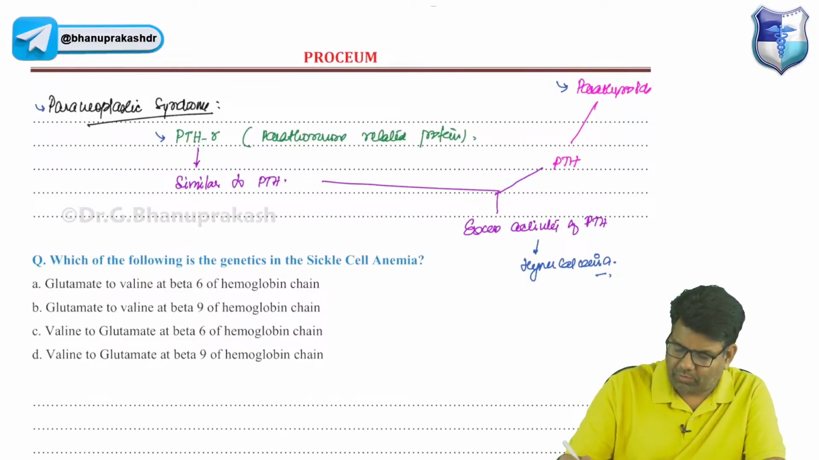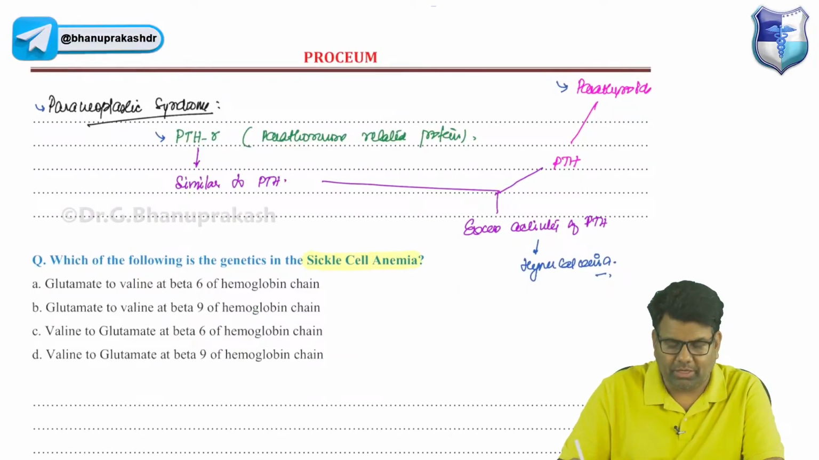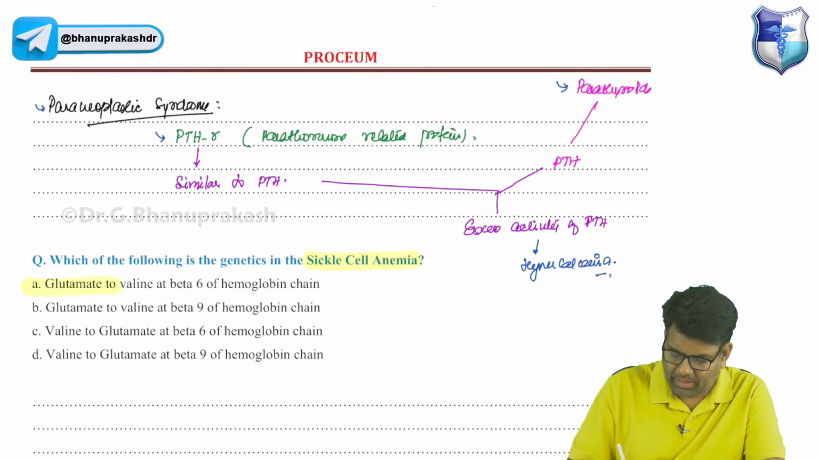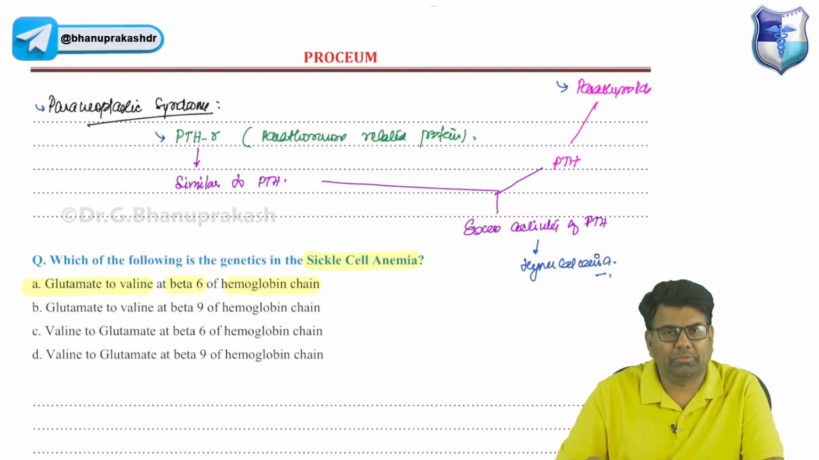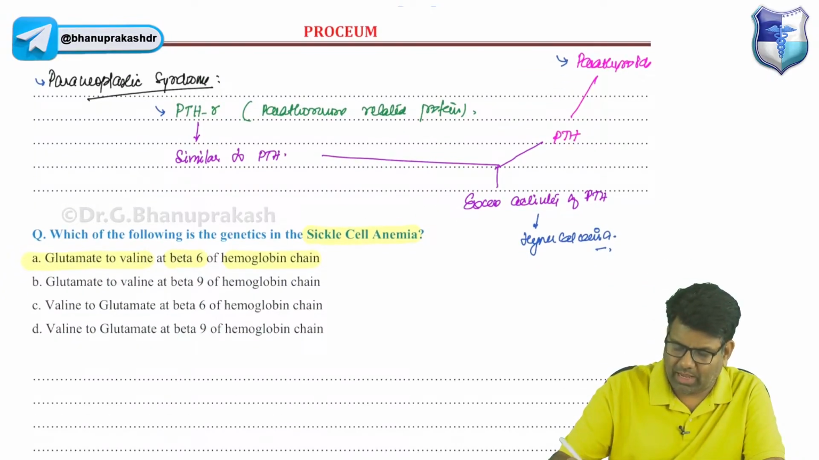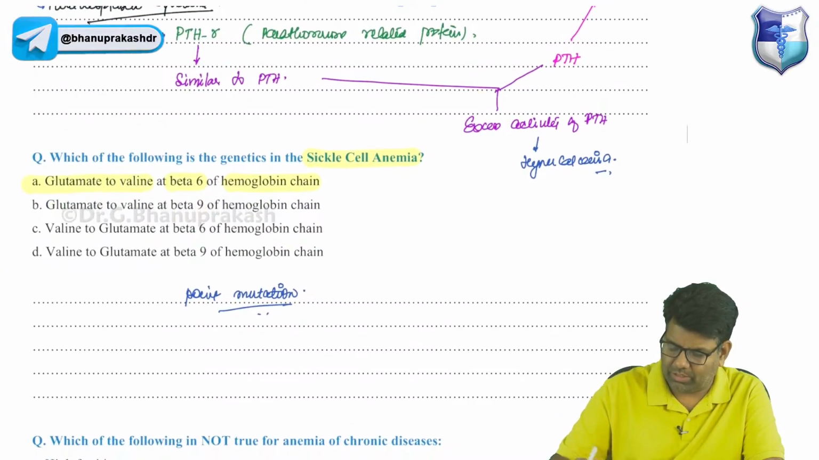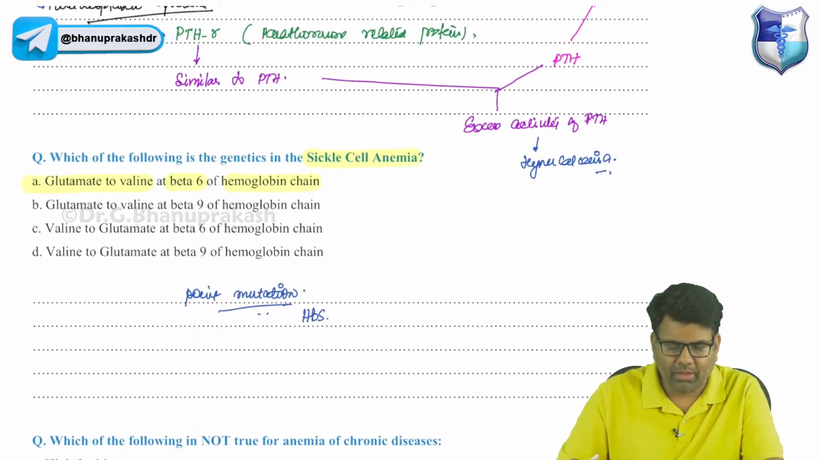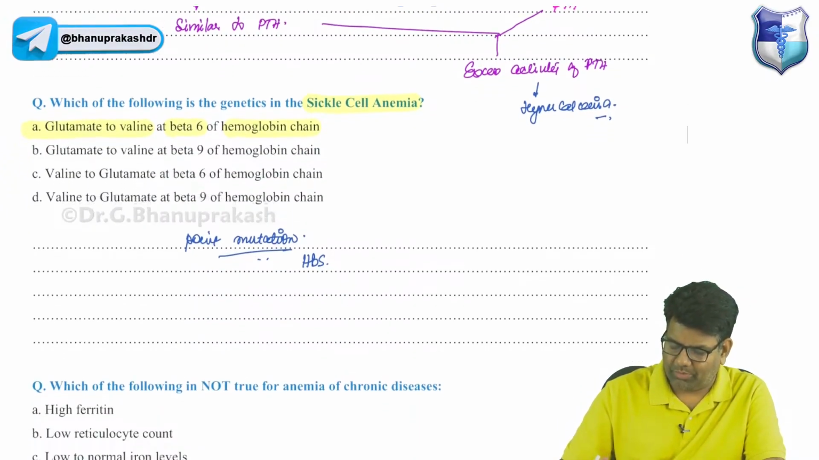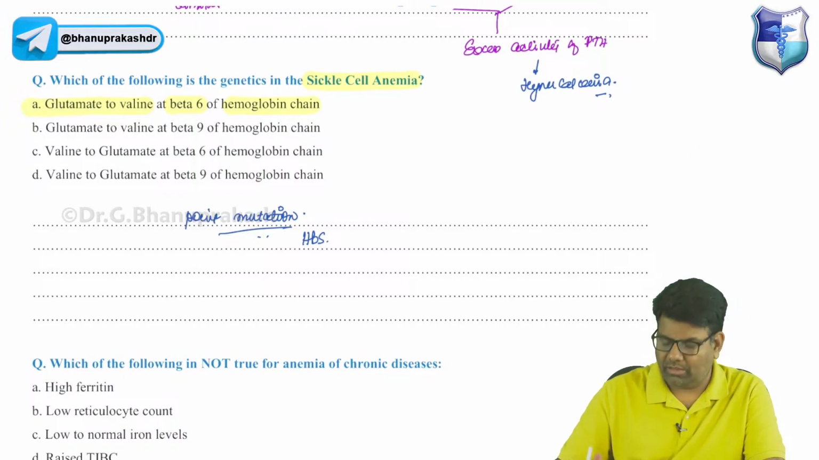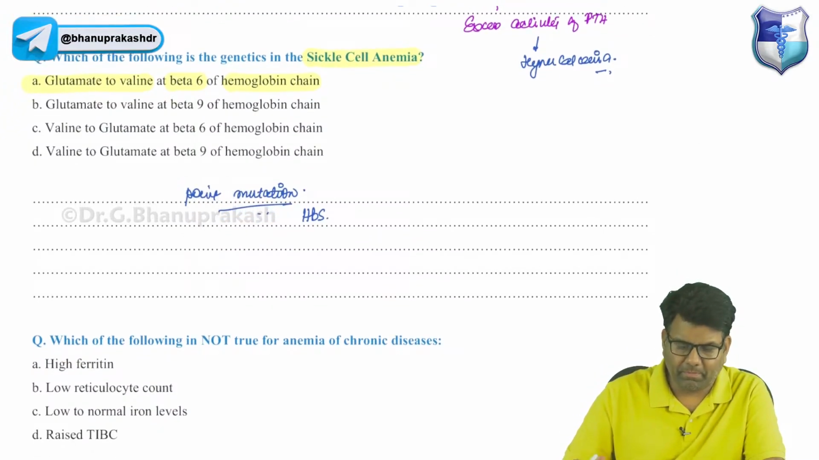Next question. What will we see in a case of sickle cell anemia? Yes, glutamate to valine at beta 6 of hemoglobin. So in the beta chain at the 6th position, there is replacement of glutamate by valine. It is known as a point mutation, and absolutely right. So this is a point mutation resulting in hemoglobin S.